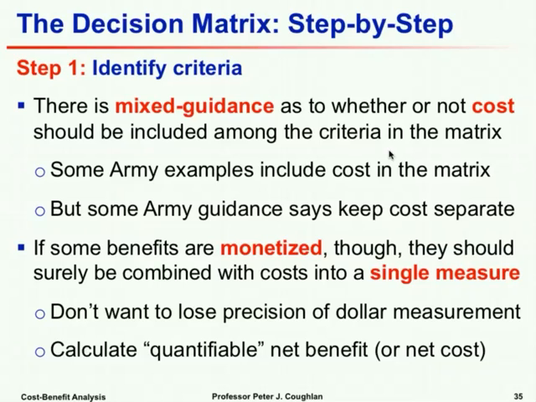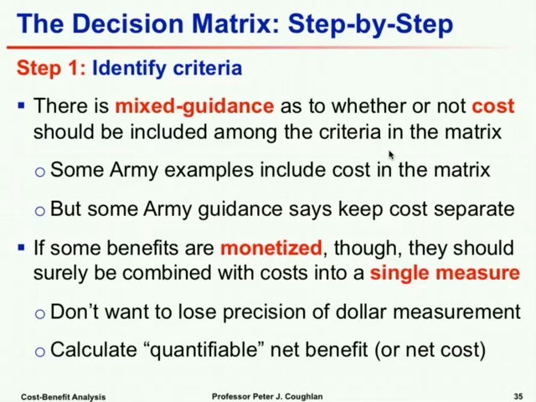Now, one thing's for sure though, if you're going to include cost, and you're going to include some other benefits or other elements that are monetized, combine those in a single measure. In other words, we shouldn't have the cost to implement and the long-term cost savings, two financial measures, as separate things in the decision matrix, because if you end up weighting or scoring each of those, you're going to lose the precision of that dollar measurement. So in fact, what you want to do is combine them.